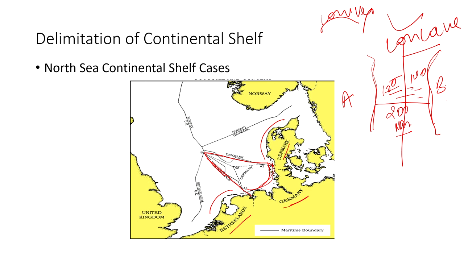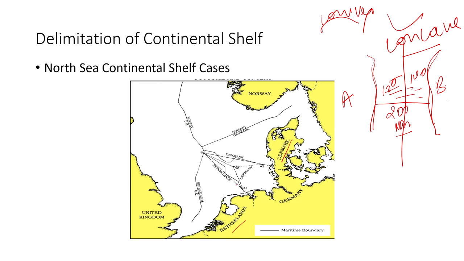A type of tangent is then drawn, wherein the share of Germany gets reduced, because again you are applying the equidistance principle and leaving a small portion of share for Germany. So, if you look at this particular case and at the historical background of these states, we will see that the Netherlands and Denmark were party to the Geneva Convention on Continental Shelf 1958. So, they were bound by Article 6, that is, they had to apply the equidistance principle.